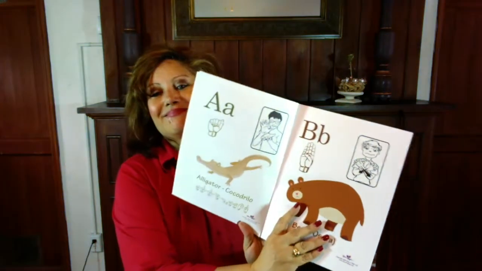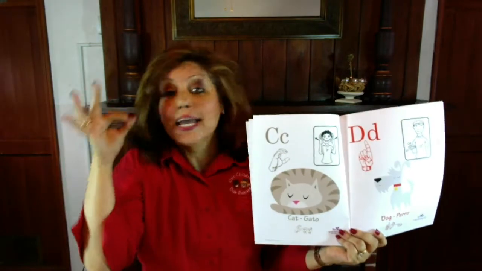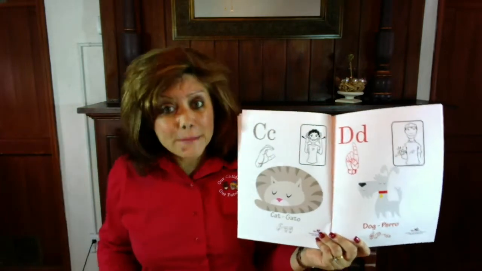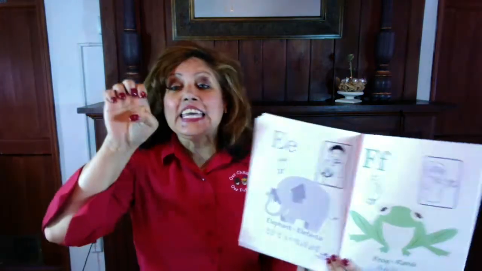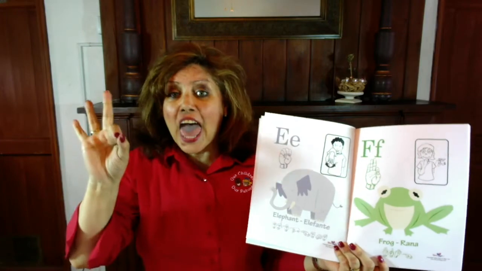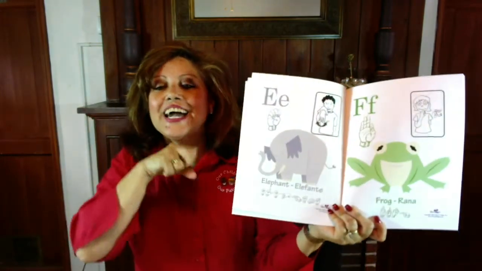ABC to animals. A for alligator, and in Spanish is cocodrilo. B for bear, in Spanish is oso. C for cat, in Spanish gato. D for dog, in Spanish perro. E for elephant, in Spanish elefante. F for frog, in Spanish rana.